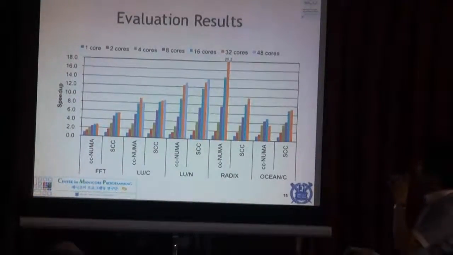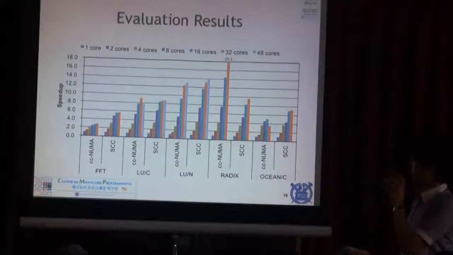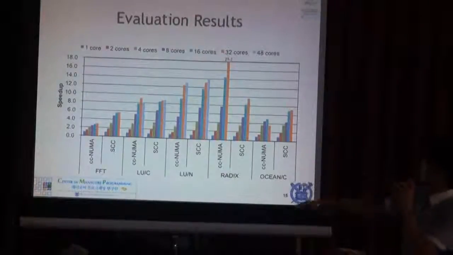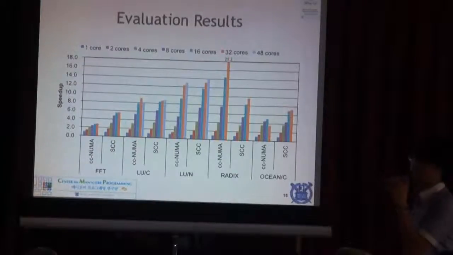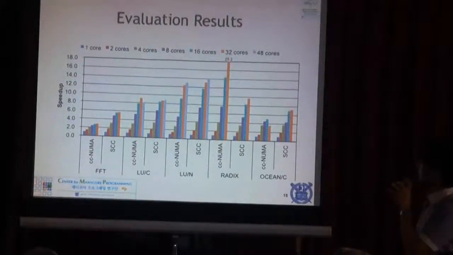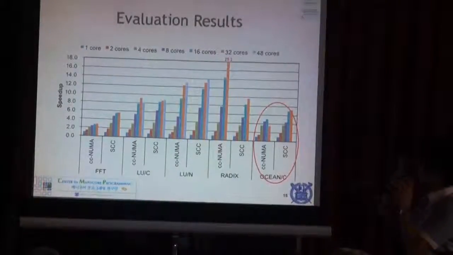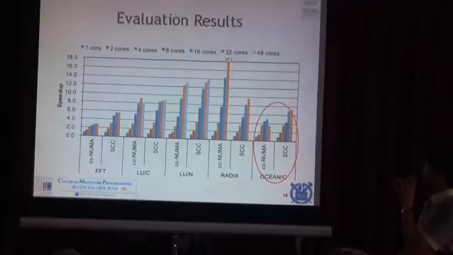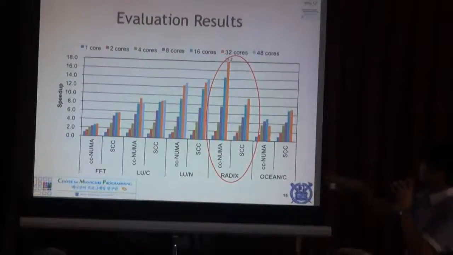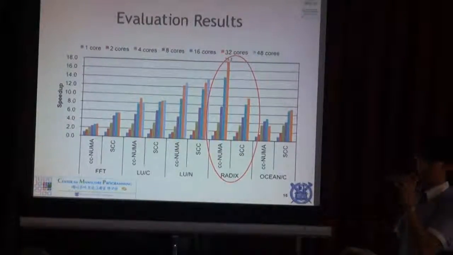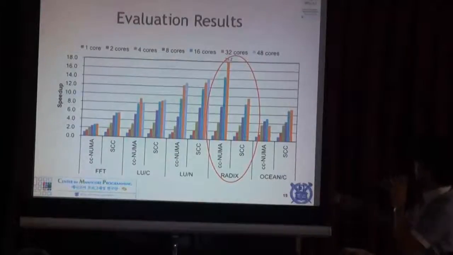Here's our evaluation result. The x-axis represents the applications, and the y-axis represents speedup. The speedup is obtained over a single core. FFT, Radix, and Ocean-C don't have a result for 48 cores because they require the number of cores to be a power of 2. In most cases, our software VM is comparable to the CC-NUMA architecture except Radix.